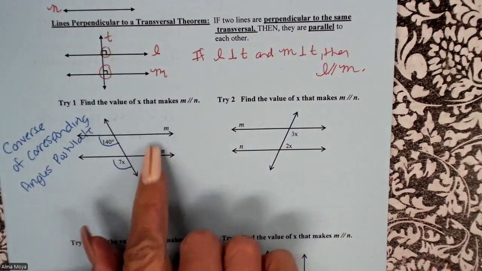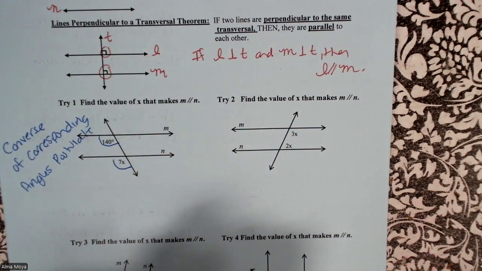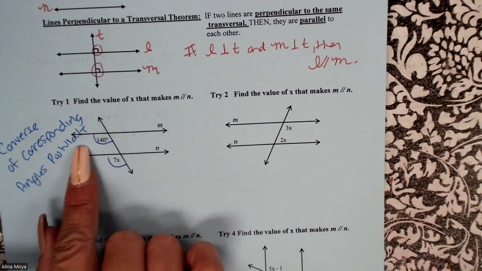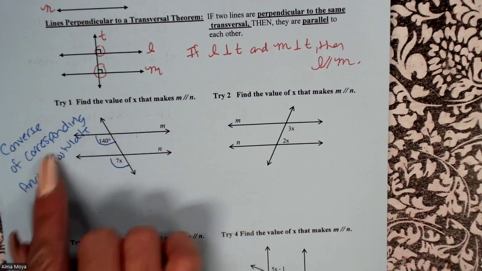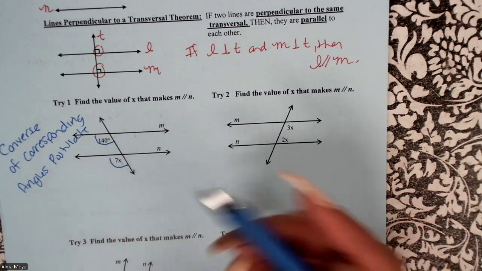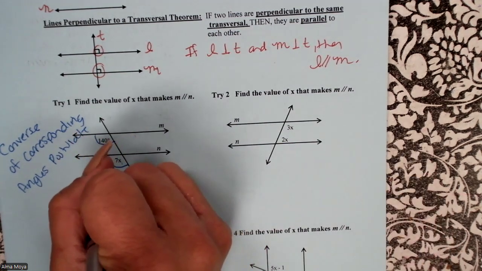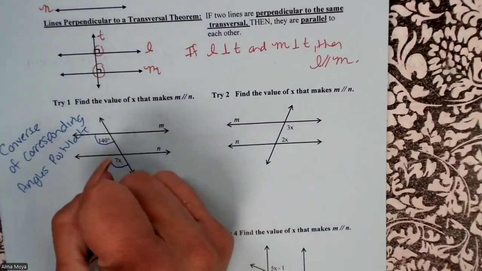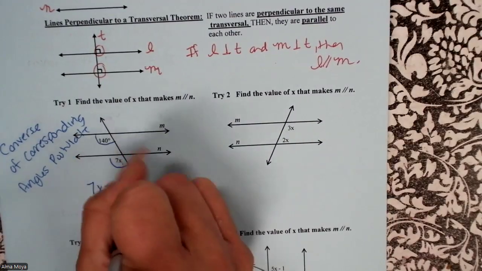Our picture doesn't show parallel lines. So what do we need to do to make these parallel lines? We need to make sure that these two satisfy the corresponding angle postulate. Now, since that's a big and that's a big, I'm going to set them equal to each other. So 7X equals 140. Divide both sides by 7, X equals 20.